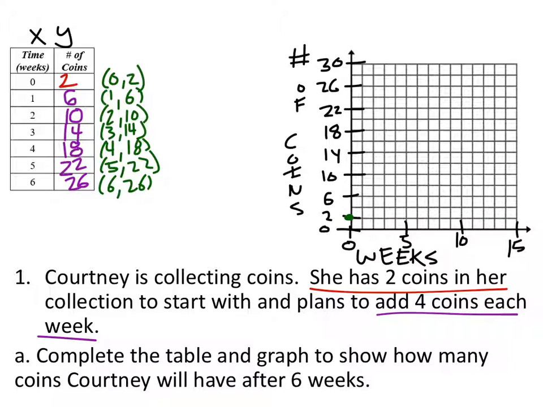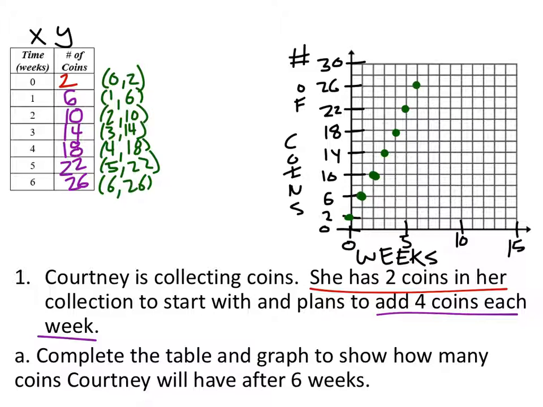Then at 1 week, we get 6 coins. That's this one. 2 weeks, 10 coins. 3 weeks, 14 coins. 4 weeks, 18, 5 weeks, 22, 6 weeks, 26, and then like you guys said, if there was a 7th week on this one, there would be 30 coins. I'm just going to leave that out for now though.